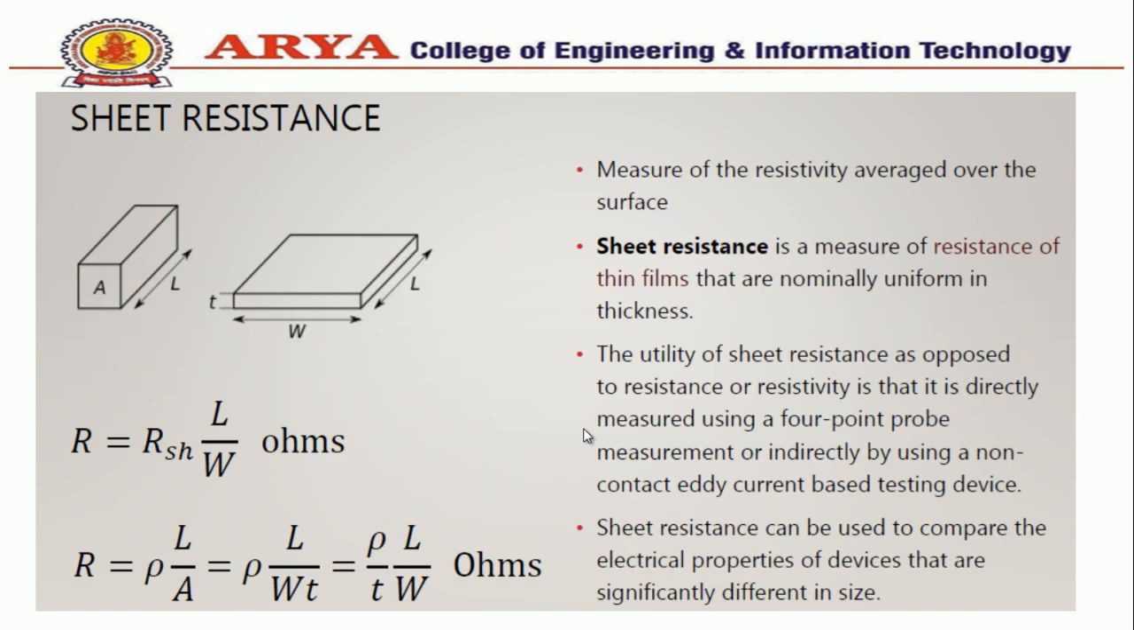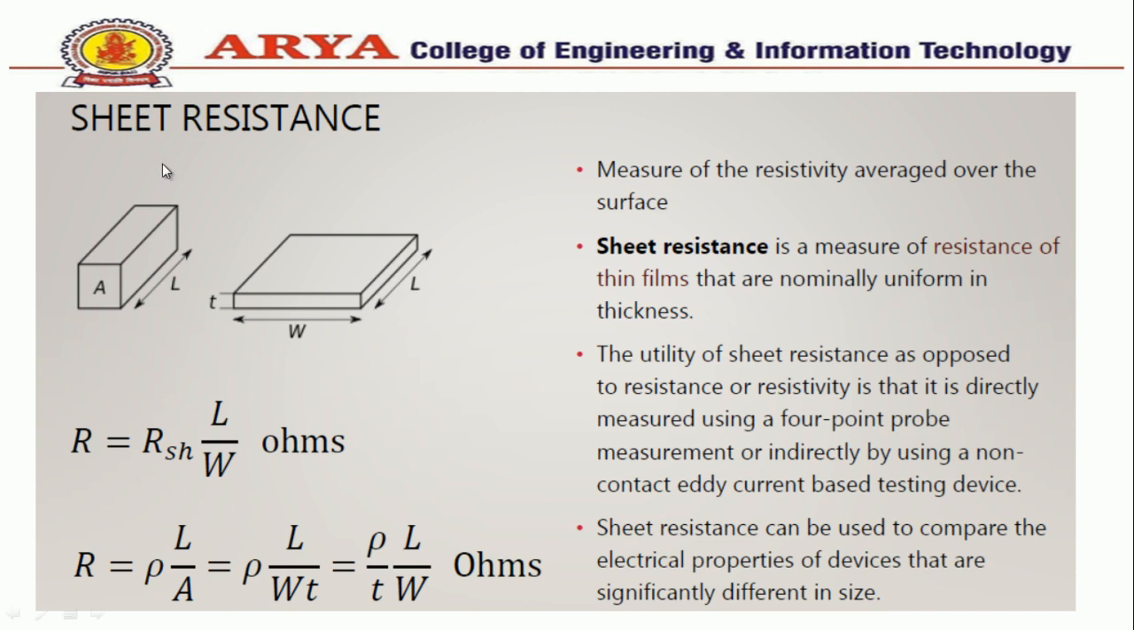Another resistance is sheet resistance, which is a measure of resistivity averaged over the surface. The sheet resistance is measured for thin films that are normally uniform in thickness. The utility of the sheet resistance as opposed to the resistance or resistivity is that it is directly measured using a 4-point probe measurement or indirectly by using non-contact eddy current based testing devices. The sheet resistance can be used to compare electrical properties of devices that are significantly different in size.